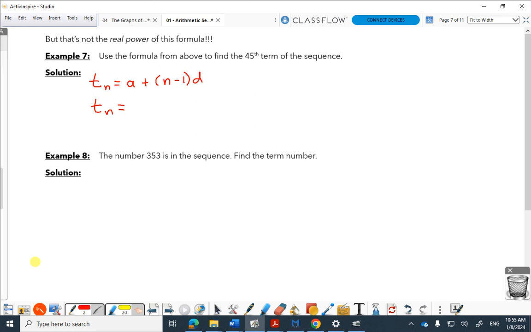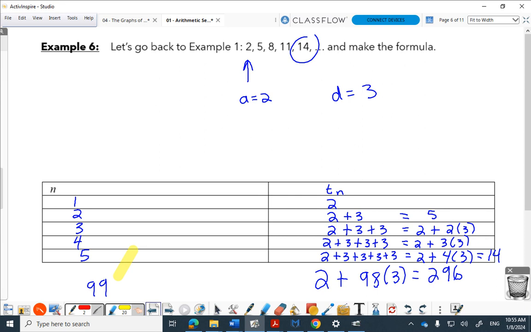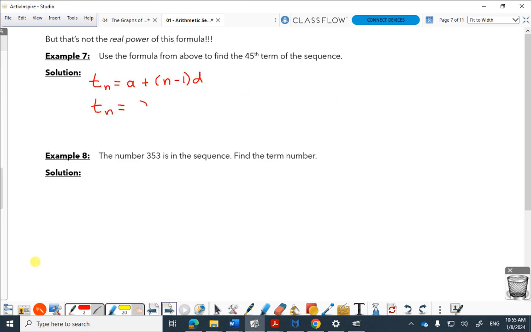What's the a in the formula from above? 2. That's all. Nothing crazy. A is that first term. We call it A so people know the first term. First letter, first term. What's the D? 3. And that is the formula.